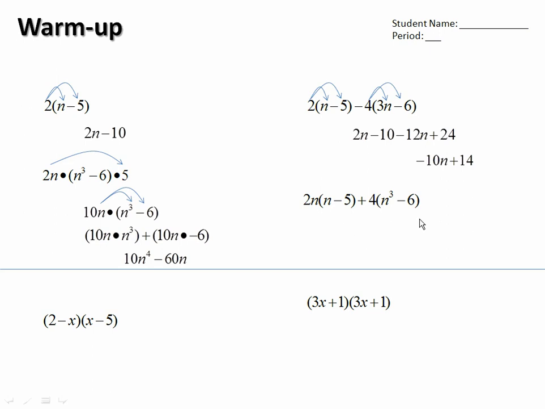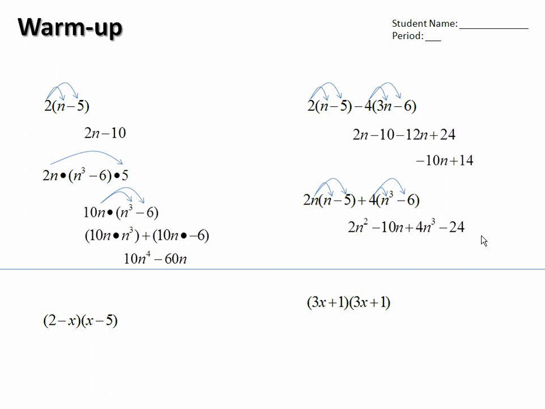If you're catching on to all these steps, you'll have a much easier time today as we work through the problems. You're going to find that this right here is very, very similar to what we're going to be doing today. So let's try that one more time. We have a 2n and a 4 being distributed into two different binomials. And then we combine our like terms.